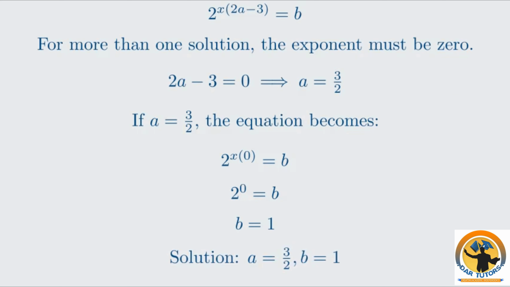Therefore, the only possible values for a and b are a equals 3 over 2 and b equals 1. This problem required a deep understanding of exponent rules and the conditions for an equation to have multiple solutions. It's a great example of a higher-level thinking question. Let's work through one more problem, exercise 2c, question 7.